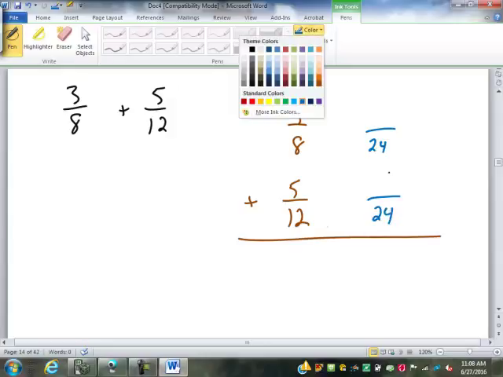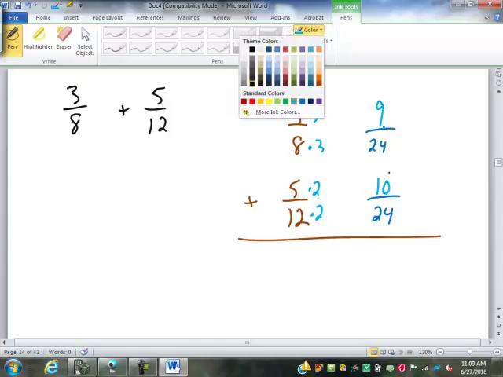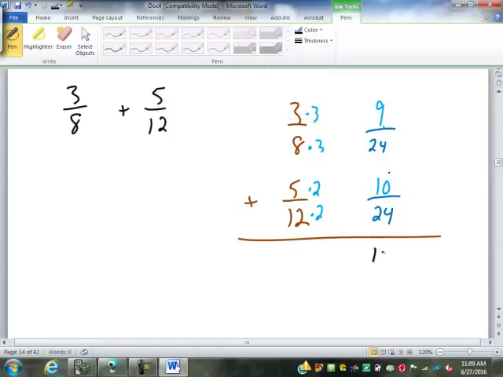So now, what did we do to the 8 to turn it into a 24? Times 3. So what's going to go here? 9. I had to multiply the 3 by 3 as well. What did we do to the 12 to turn it into a 24? Times 2. So what's going to go here? 10. We had to multiply the 5 by a 2 as well. Now what? 9 plus 10 is 19 over 24. We keep the same name.